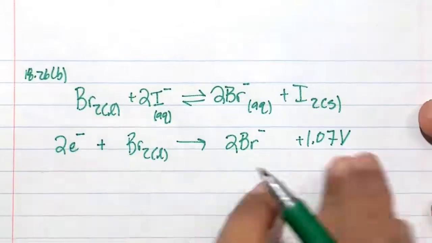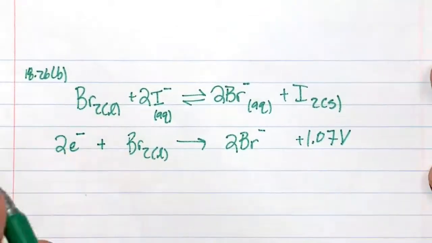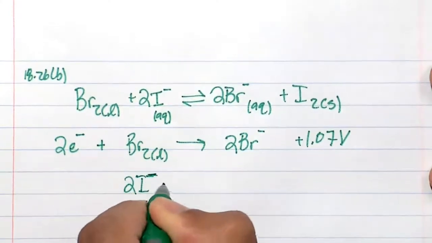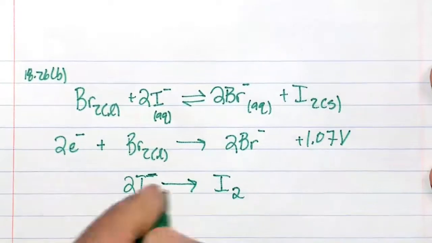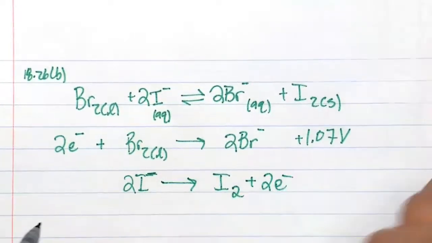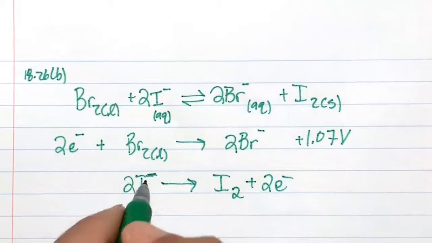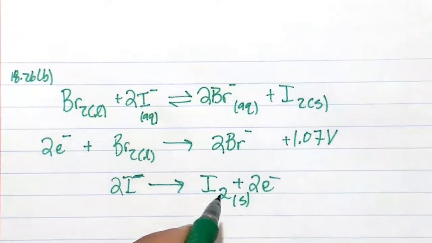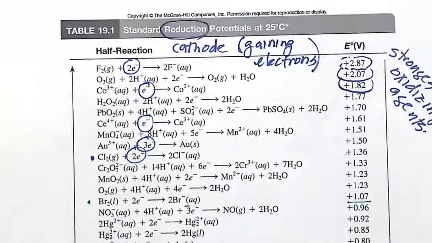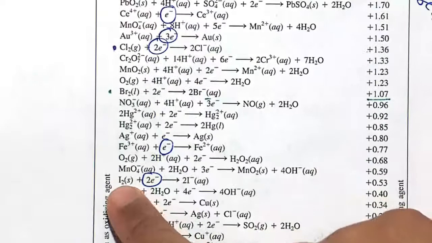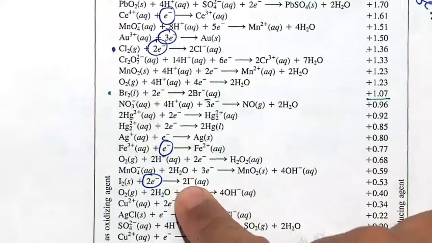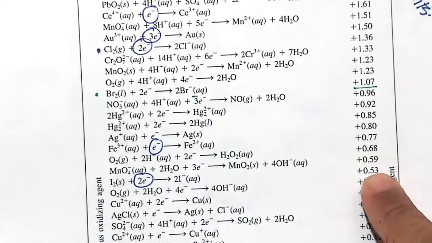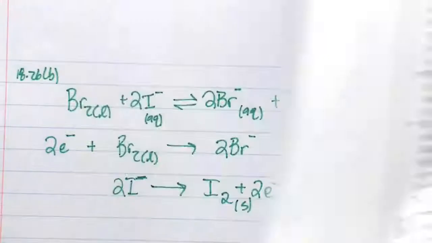Next one obviously has to lose electrons because this half reaction gained electrons. So it's going to be 2I minus going to I2. Let's balance the electrons here: minus 2 on this side, minus 2 on that side. So I minus going to I2 solid. And where's this on our table? Right here. I2 plus 2e minus goes to 2I minus. It's the flip of this, so we're going to have to flip the sign. Flipping the sign gives us minus 0.53 volts.